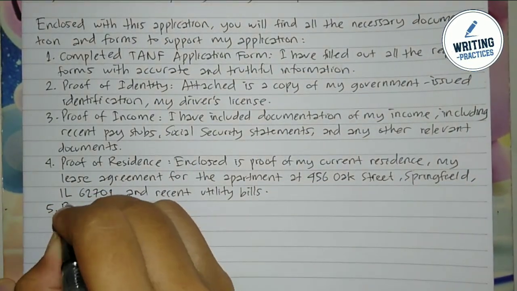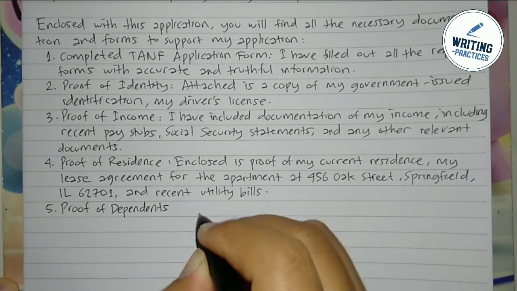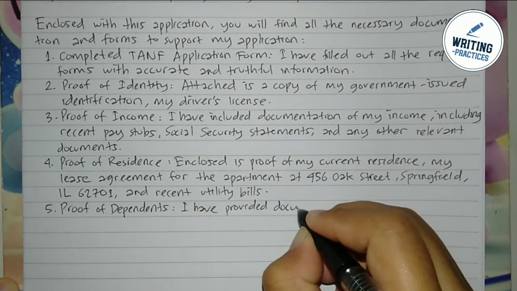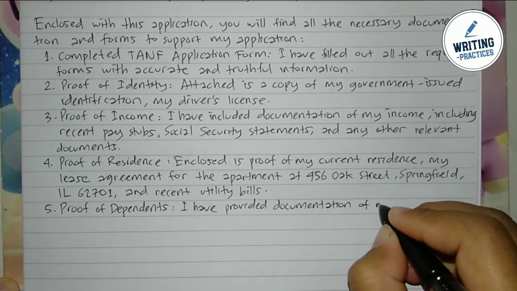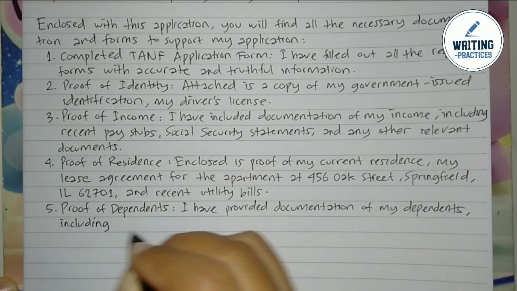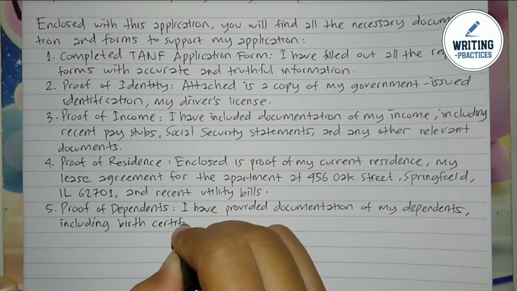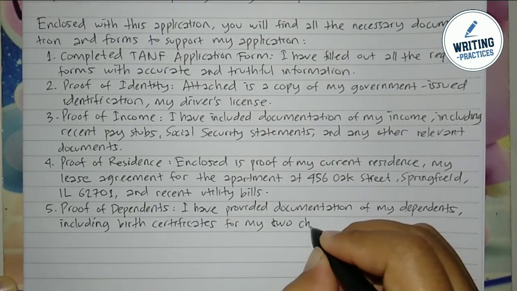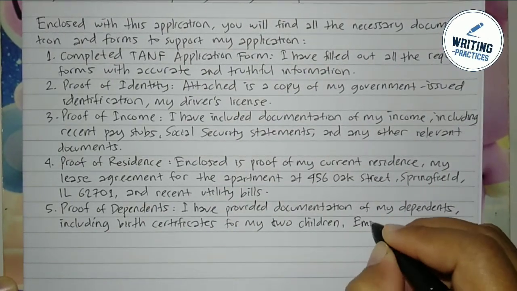The fifth document is proof of dependence. You need to explain that you've provided documentation of your dependents. They are including birth certificates for your children, if any. And here is the example. 5. Proof of dependence. I have provided documentation of my dependents, including birth certificates for my 2 children, Emily and James.